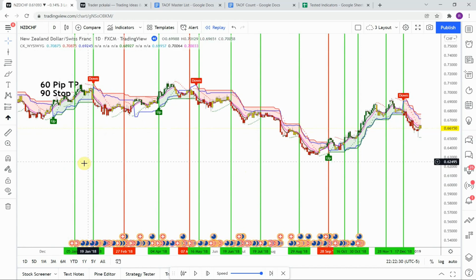And I have 1, 2, 3, 4, 5, 6, 7, 8, 9, 10, and 11. 11 winning trades. So that's a really decent win rate on that. A respectable number of trades in a year. 14 is not too bad. All in all, this was a really solid indicator.